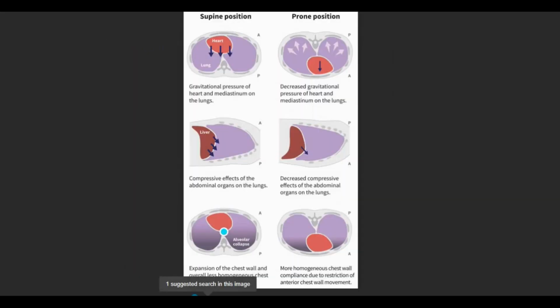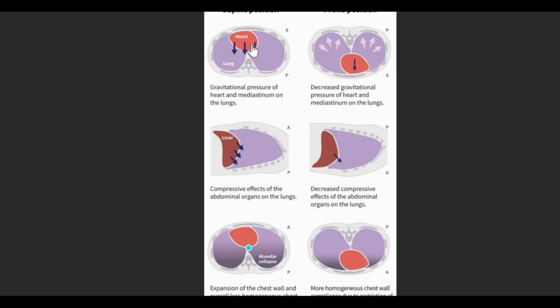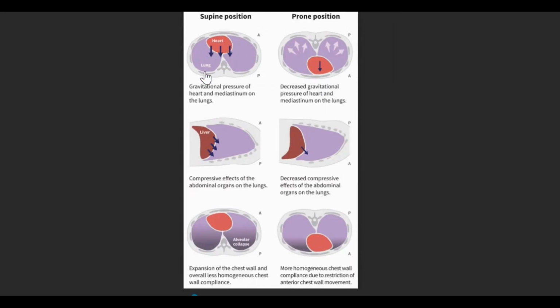If you look at this picture, you can see when the patient is supine, the heart is resting on a portion of the lung, that is the dorsal area. Dorsal area means towards the spine. So the heart is resting towards the dorsal area, and the abdominal contents are pushing the diaphragm. When it pushes the diaphragm, it moves towards the cranial, or it moves towards the lungs. As a result, in the dorsal area, there is more pressure from the heart as well as the abdominal content. So it can lead to collapse of the dorsal alveoli.